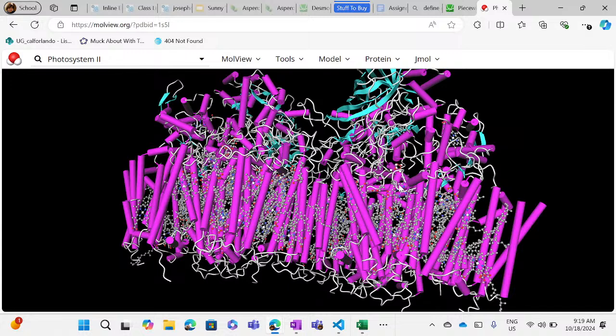Any one of those, if a photon hits it, it will absorb that light and it will bump electrons around, and they'll bounce around, bounce around, bounce around until they happen to get to the one that is bound to the active site of the protein. Does that make sense?